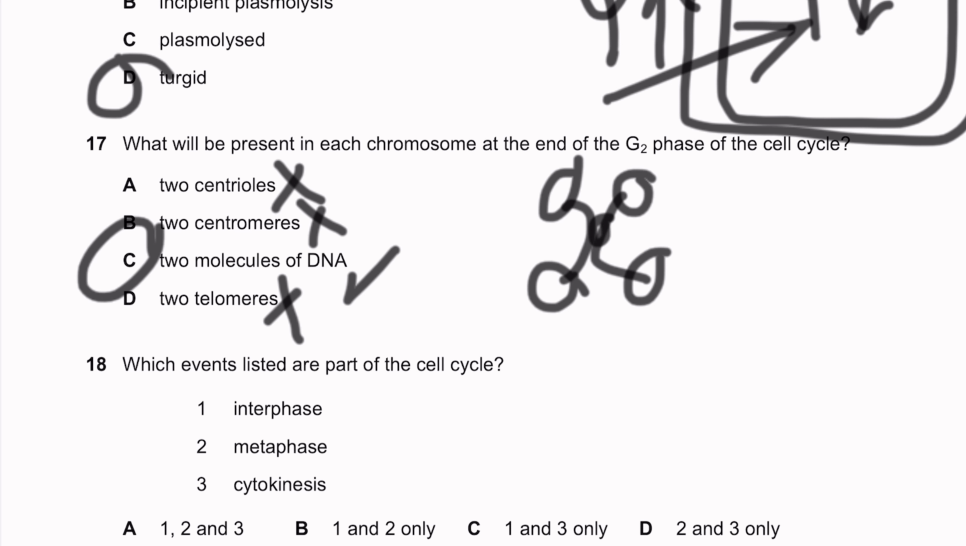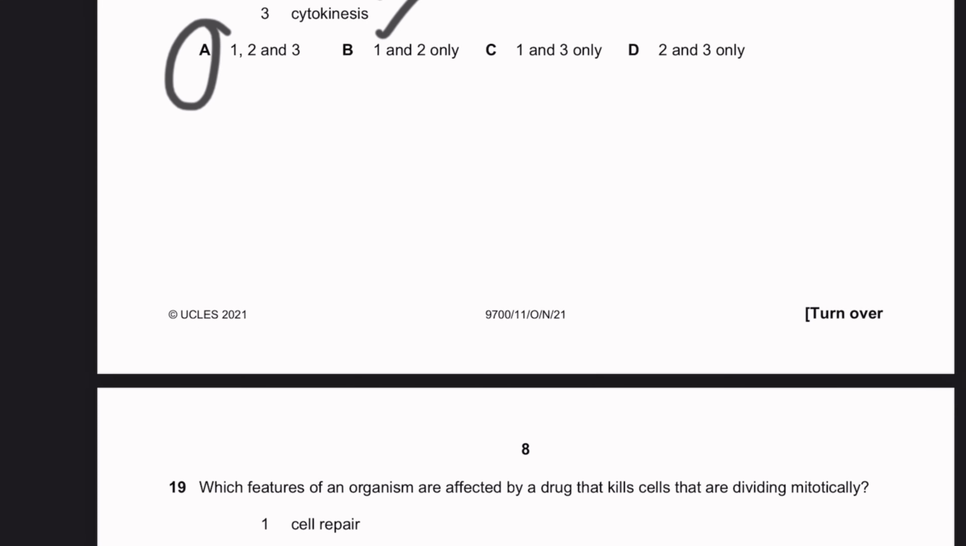Okay, what events listed are part of the cell cycle? We have interphase, metaphase, cytokinesis. So part of the cell cycle, not part of mitosis. Mitosis will include metaphase. This is basically including PMAT, meaning prophase, metaphase, anaphase, and telophase. Cytokinesis and interphase are overall part of the cell cycle, and so it's 1, 2, and 3. However, if they asked what is part of the mitotic cell cycle, or let's say what is part of mitosis, you'll only choose number 2. Okay.